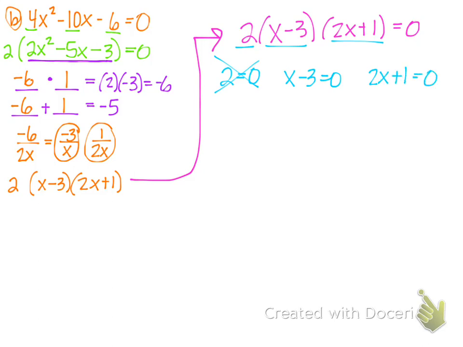So for the first one, if we add 3 to both sides, we get x is equal to 3. And that's one of our solutions. For this next one, we need to subtract 1 over first, and then we need to divide by 2. So x is a negative 1/2. So our two solutions, 3 and negative 1/2.